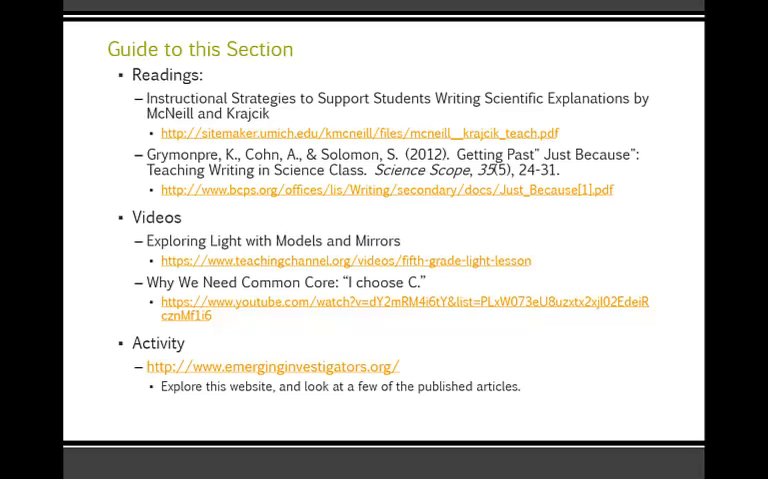I choose C, and it references Common Core, obviously, and Common Core does ask for explanations and evidence in those explanations. But I would say that we could replace Common Core here to say why we need scientific argumentation, why we need to teach students to write a scientific argument, because the same thing kind of happens when we allow students to get by without ever learning that.